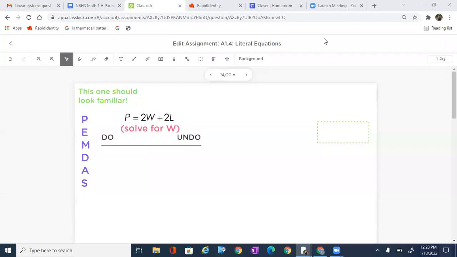Let's solve literal equations today. We're going to solve for W in this one, and we're going to use that do-undo chart in order to just kind of understand what's happening. So the first thing that we're going to do is identify the variable we're going to solve for. And in that case, it's going to be W.